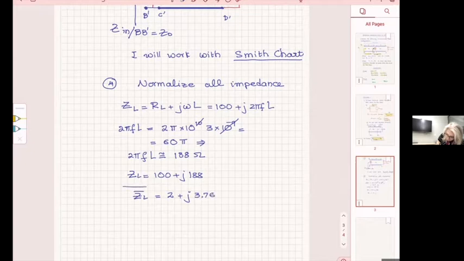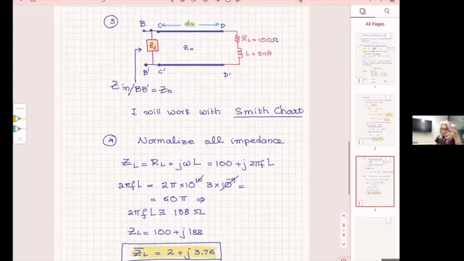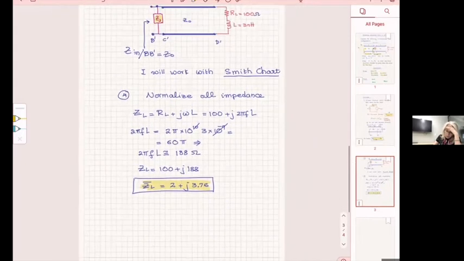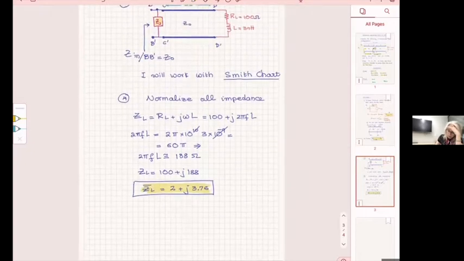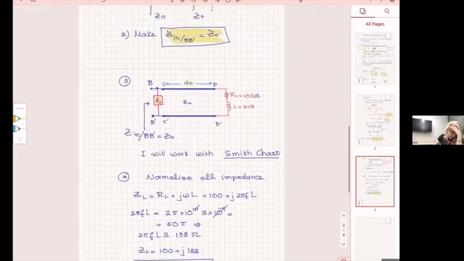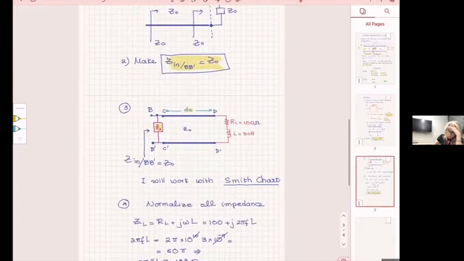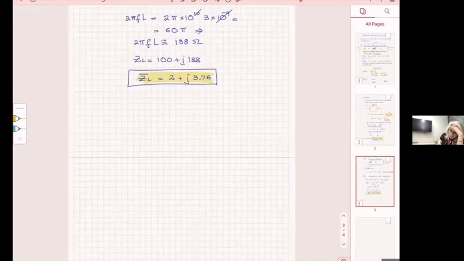All right, so I normalized that. And I don't have anything else to normalize because ZS, I don't know. I need to find it. And I don't have to normalize a length yet. I need to find it. So now I have to go to the Smith chart. Do you have any questions so far? Now I can start with the solution. So far, I was just preparing to solve it. Do you guys have any questions before we start on the Smith chart?